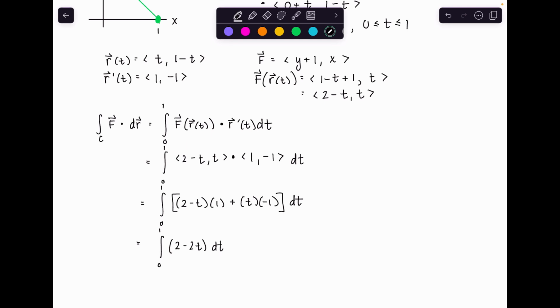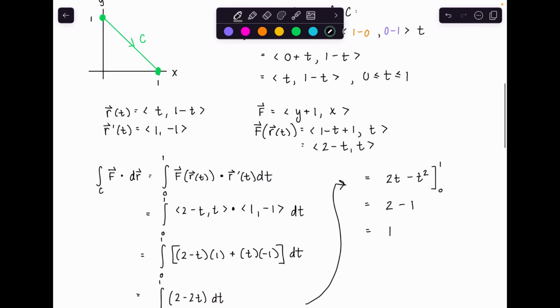So finding that antiderivative, let's go ahead and just do this up here. That gives us 2t minus t squared, evaluated from 0 to 1. Plugging in 1 gives me 2 minus 1. Plugging in 0 gives me nothing. So this overall is equal to 1. So the work I would do along this particular path C in this given vector field is 1.